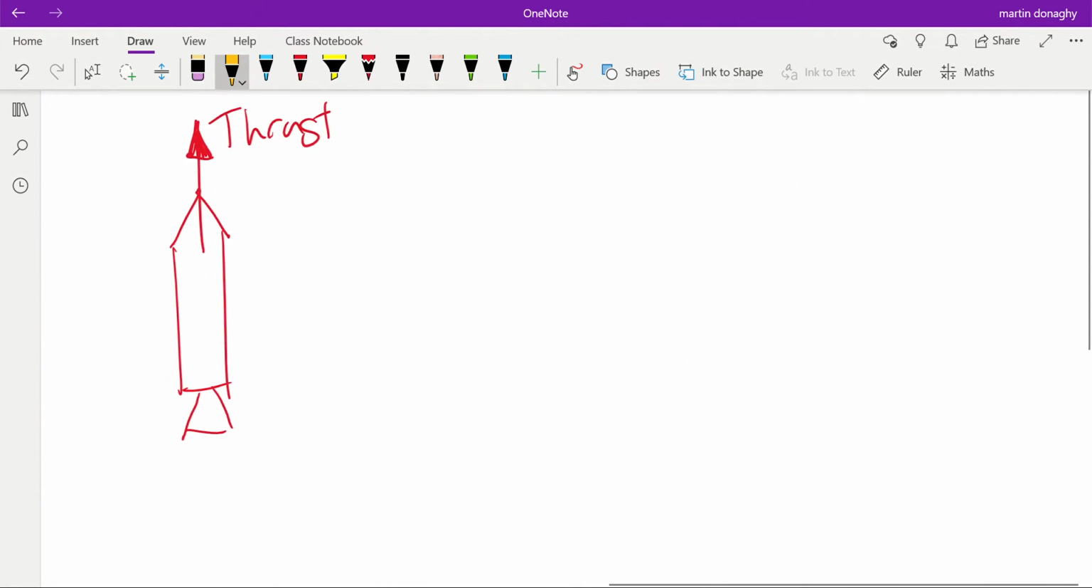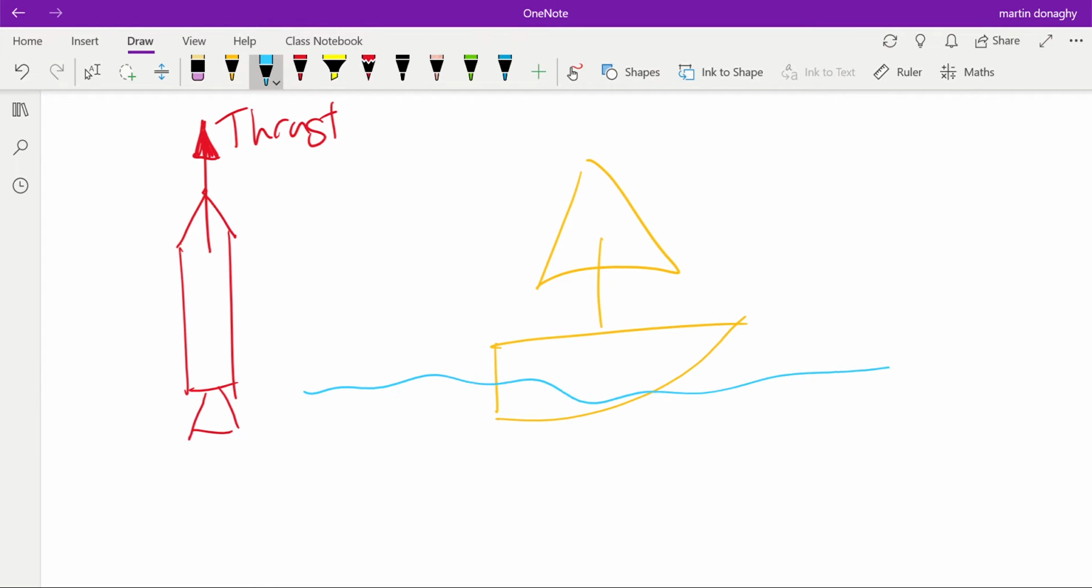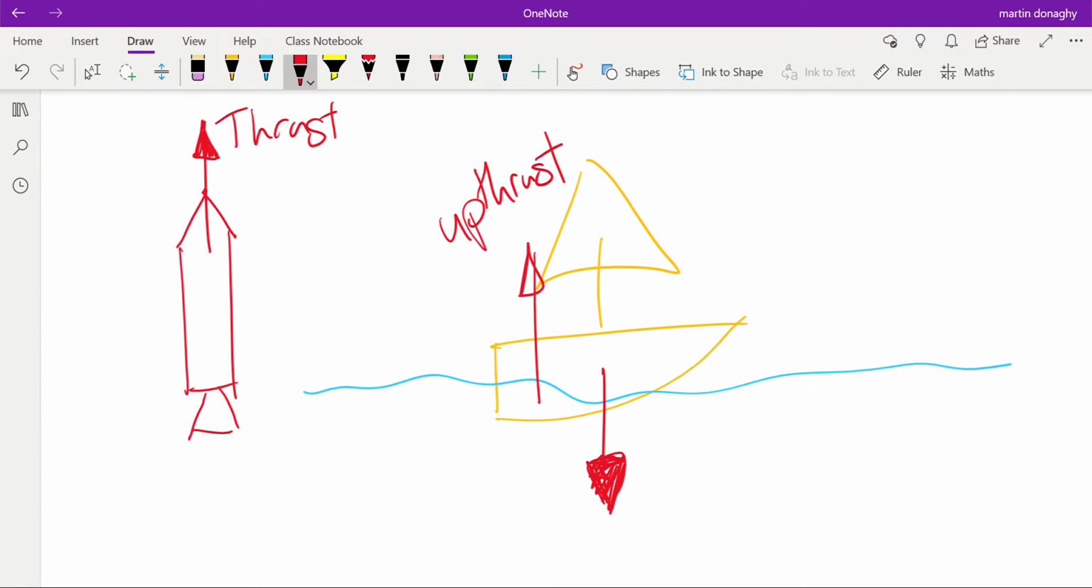They're the main forces. The only other one you might come across every so often is if you have a boat. The weight of the boat pulls it down, but it floats. It doesn't sink in the water because the water provides something called upthrust. By displacing the water, it produces a force on the boat, and that is called upthrust. So they're the most common forces you're going to see on objects.